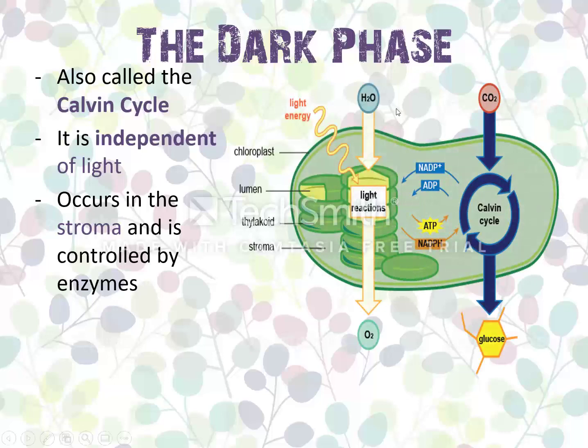So if you have a look here, so here was my light phase. In my light phase, I made ATP and I'm carrying hydrogen, right? And they get carried into the dark phase, the Calvin cycle. Okay, that's what we know up to now.